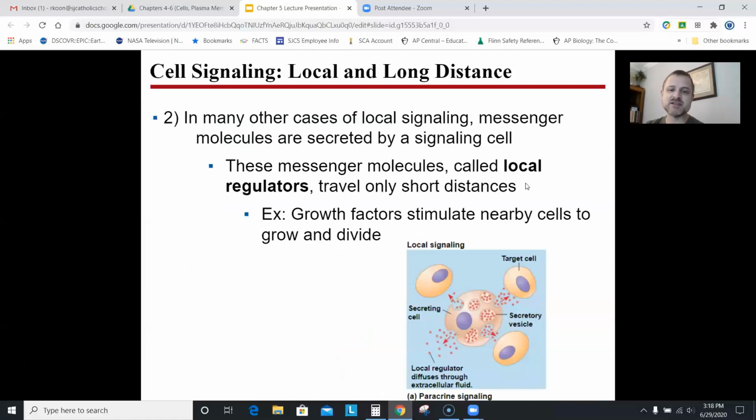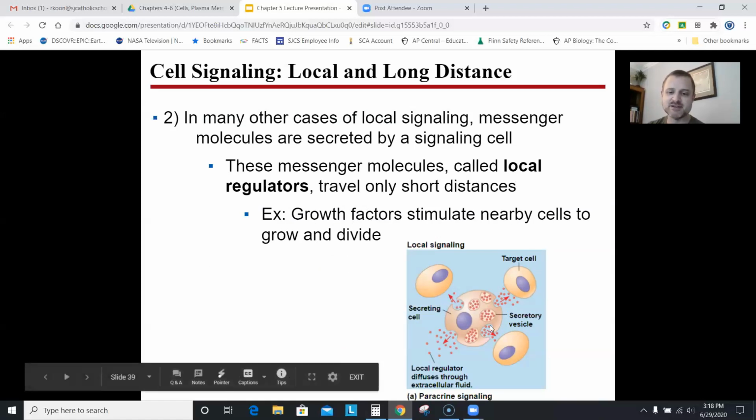This slide shows things called local regulators. In this diagram, this cell is giving off these little red molecules that are called growth factors. It could be a hormone. Growth factors cause cells to go through mitosis. So if this cell is exporting all of these growth factors, the cells around it are going to divide.